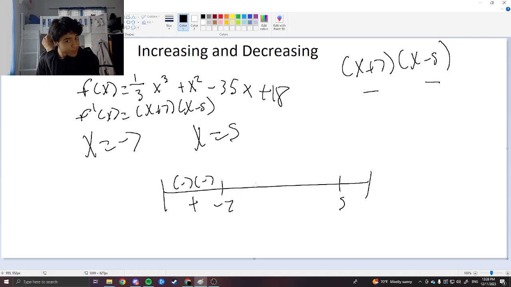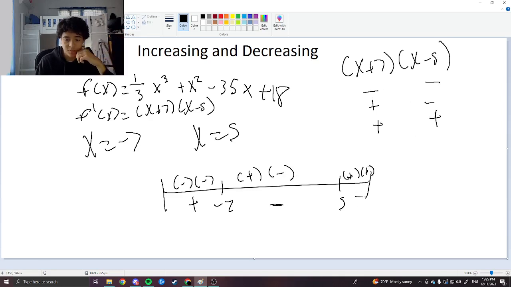If we pick a number in between negative 7 and 5, let's pick 0 because it's easy, we'll get a positive number for our first part. And our second one, x minus 5, this is going to be negative. So we're going to get a positive times a negative. So this is going to be negative down here. And if we pick a number bigger than 5, we're going to get a positive number times another positive number. So this is going to be positive here as well.